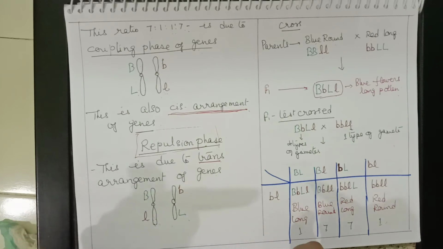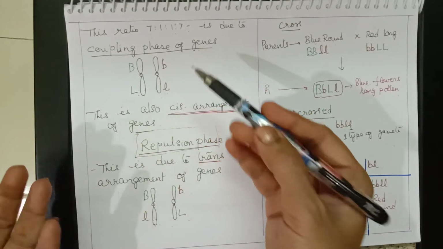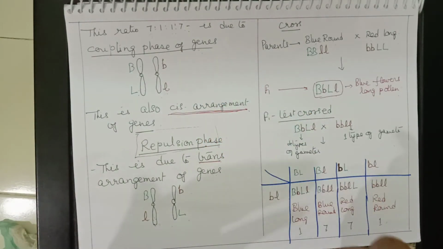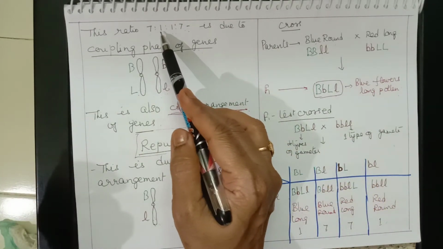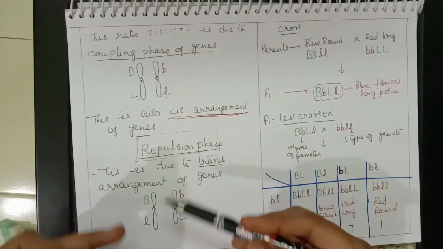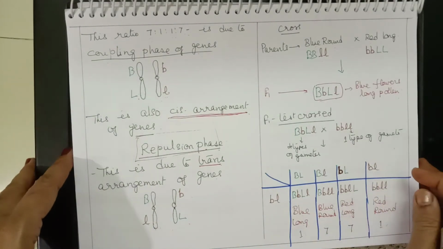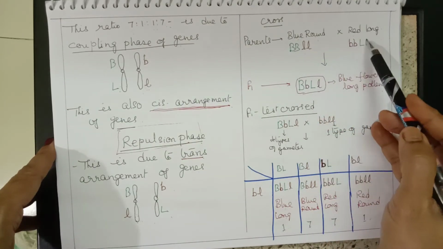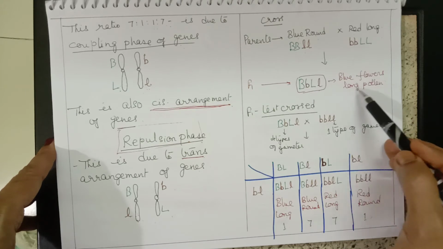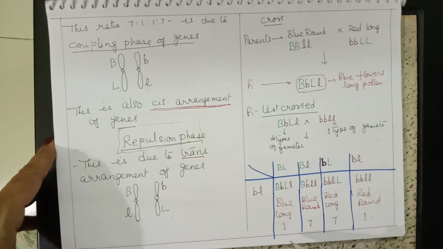So in one individual, the 2 genes can be arranged either in a cis manner or in a trans manner. If they are arranged in a cis manner, then we call it a coupling phase. That gives a ratio of 7:1:1:7. Now let us see if they are arranged in a trans manner. We call it a repulsion phase. What should be the ratio? So we are going to observe the same cross, taking blue round and red long. And here in F1 we get all dominant blue flowers and long pollen grains. And after test cross, we get the same genotype and phenotype.